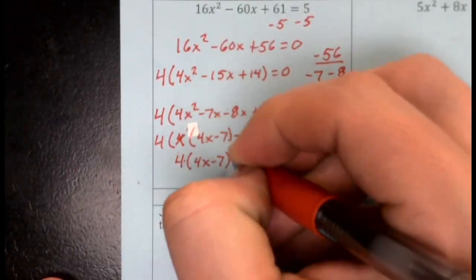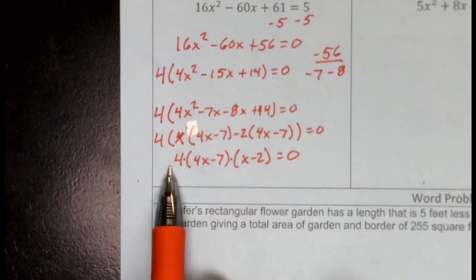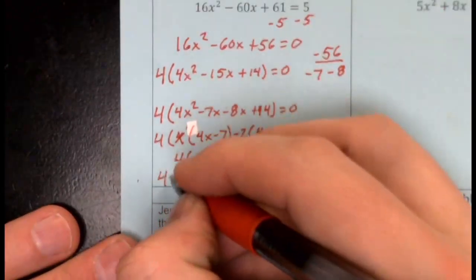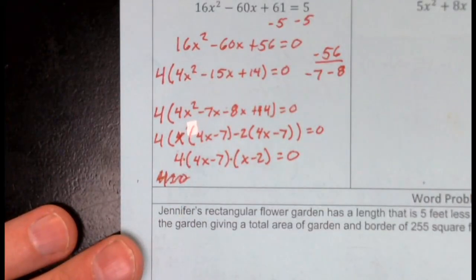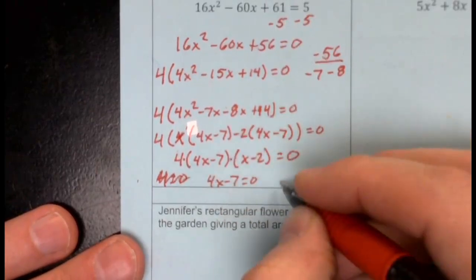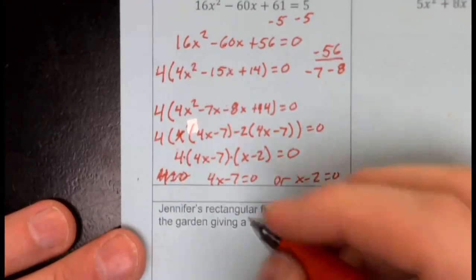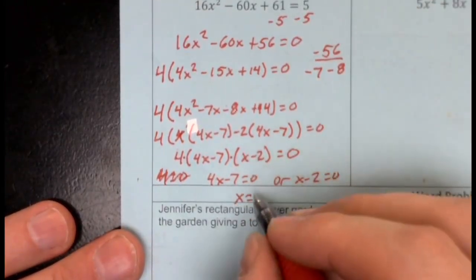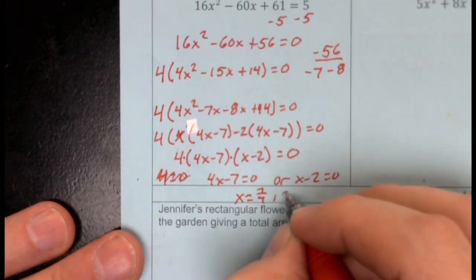Finding all of our multiplication dots, there are two of them. The zero product property says anything before any multiplication dot, so this 4 could be 0, which it's not, but we're going to check. We just checked anyway. 4x minus 7 equals 0, or x minus 2 equals 0. That gives my answers. I know I'm writing small right there. It's positive 7/4 or positive 2.